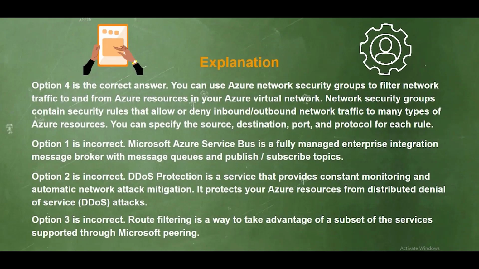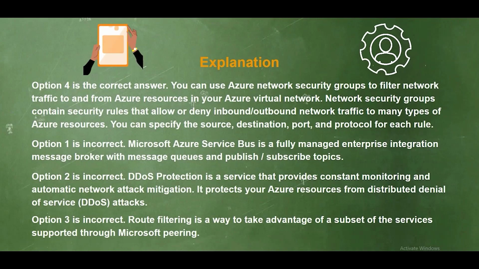Explanation. Option 4 is the correct answer. You can use Azure Network Security Groups to filter network traffic to and from Azure resources in your Azure virtual network. Network security groups contain security rules that allow or deny inbound or outbound network traffic to many types of Azure resources. You can specify the source, destination, port, and the protocol for each rule.